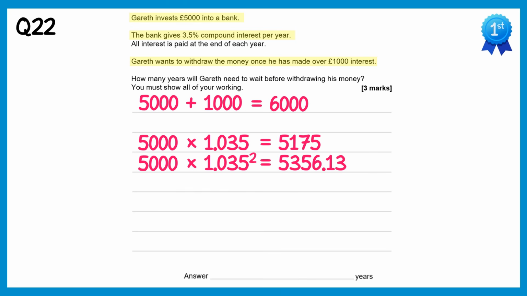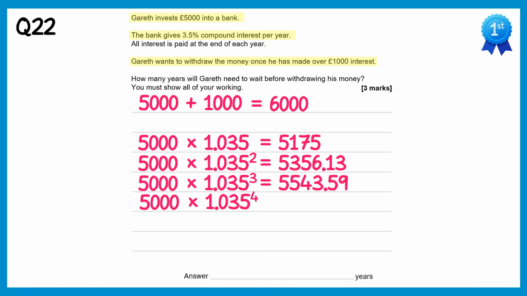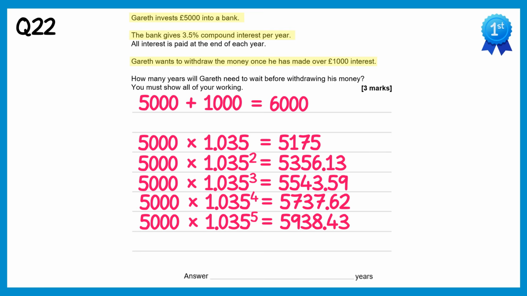So now we'll look at 3 years. This time you'll multiply it by 1.035 to the power 3, since it's 3 years. That gives you this number here, so we're still not there. And then we can do 4 years, so to the power 4, which gives you this, still not there. 5 years, which gives you this. Now that's very close, but still not enough. And then 6 years. Finally, after 6 years, we do get above £6,000. So the answer to this question is 6 years.